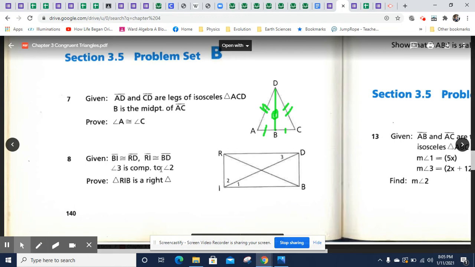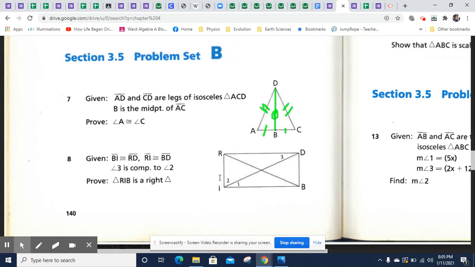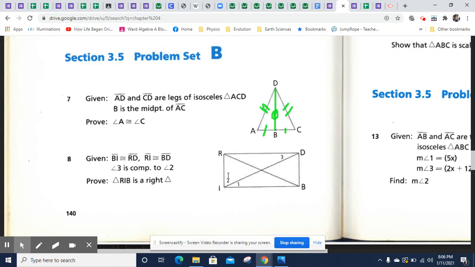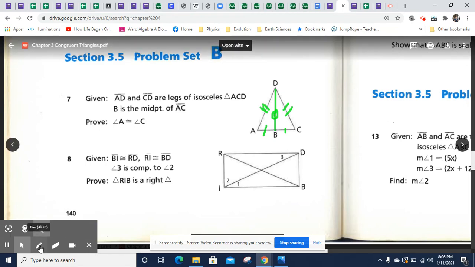And so I need to prove that RIB is a right triangle. Okay. So it would be really useful to figure out if 1 and 2 are complementary to each other. So if we could prove that 1 and 3 are congruent, then we've got it. Okay. So that's really the key here. So I'm going to prove, I know that these two sides are congruent. I know that this is congruent to this because of the givens. And I know that 2 and 3 add up to 90 degrees.